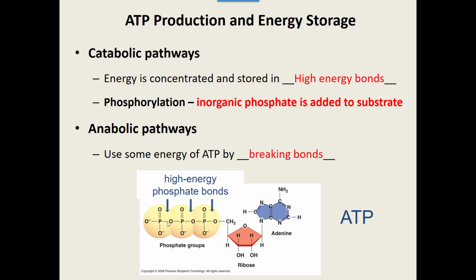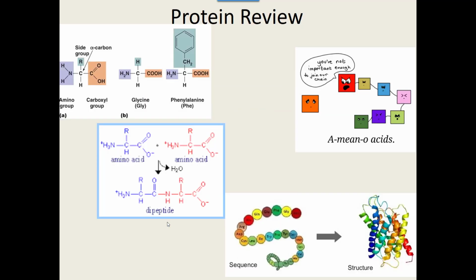Now, enough about energy. We're going to get back to energy later. But with all of these different types of breaking things down and building things up, proteins come into play. So, my little review of proteins, some basics. I put a lot of different pictures up here to kind of jog your memory of proteins from A&P classes. But some basics. One, proteins have several different functions.